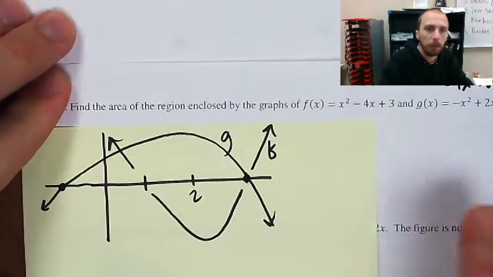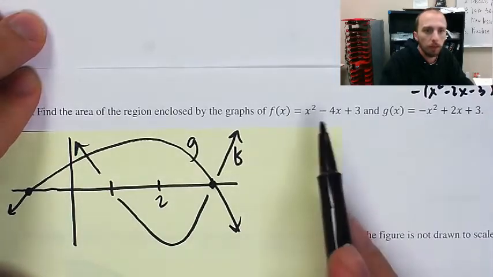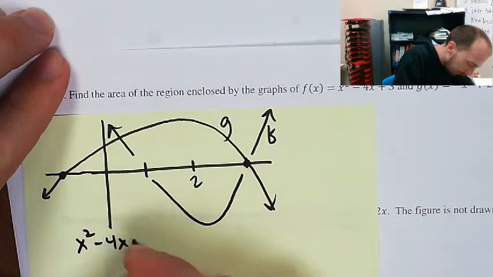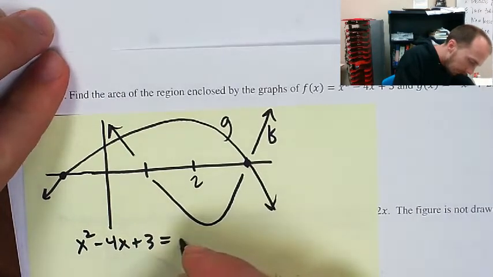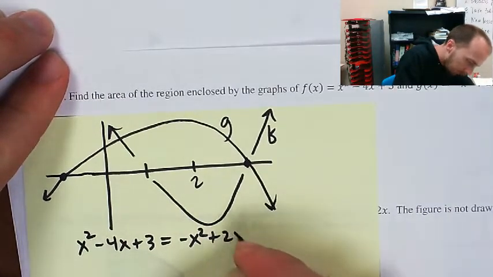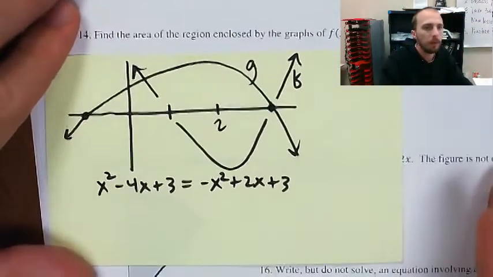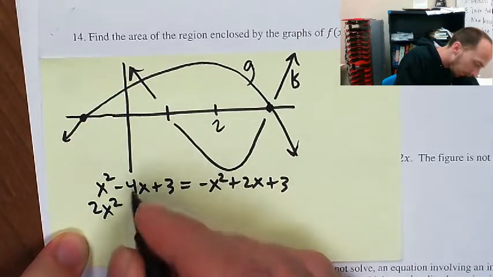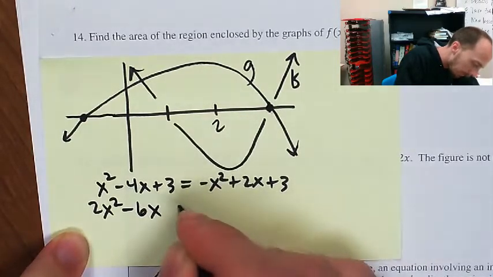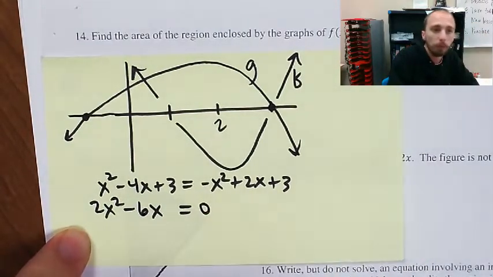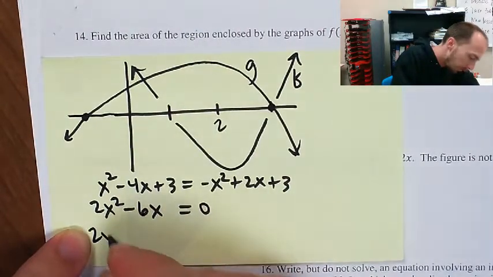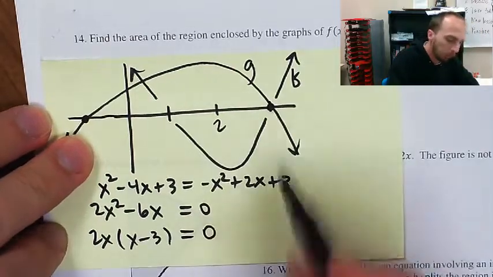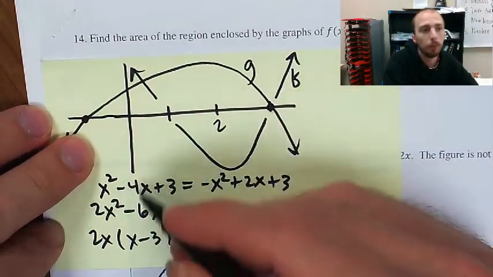So I need to set them equal to each other. F equals g. So x squared minus 4x plus 3, I'm just copying, equals negative x squared plus 2x plus 3. Okay, now I'm going to set this thing to 0. I'm going to add x squared, 2x squared, subtract 2x, minus 6x equals 0. That's helpful, right? I know that's going to be equal to 0 anytime that 2x is equal to 0 or anytime that x minus 3 is equal to 0. We already knew about that one, x minus 3 equals 0.